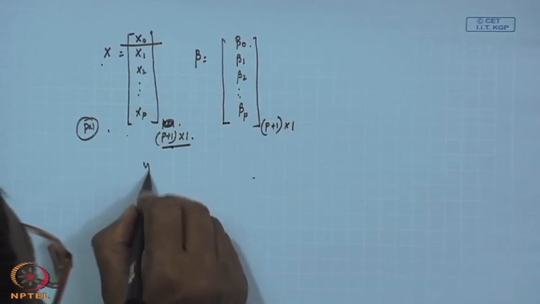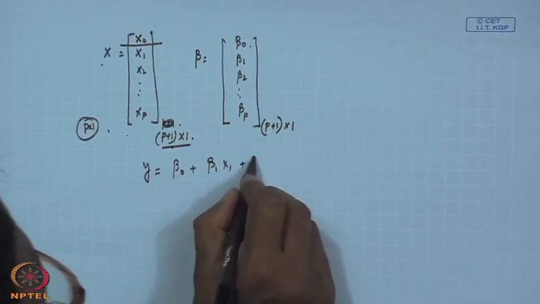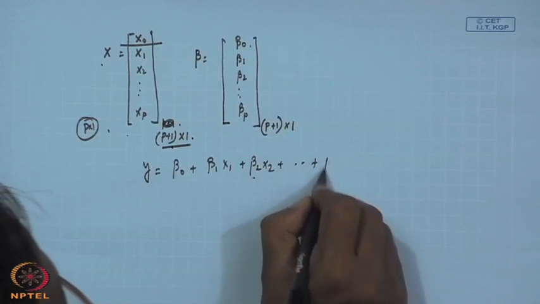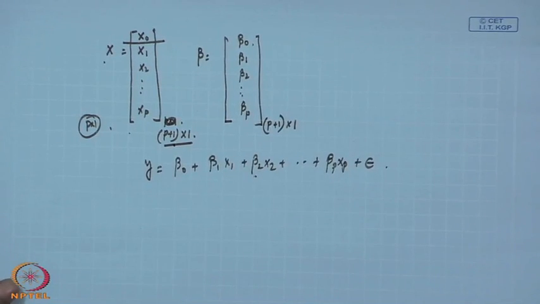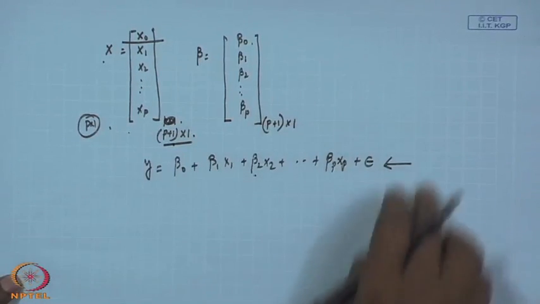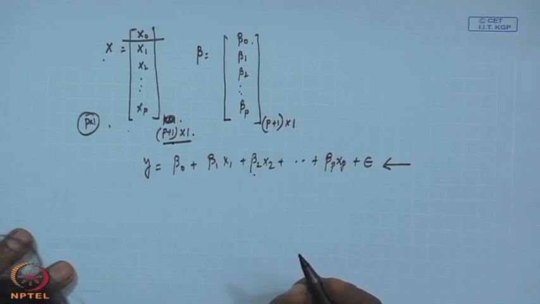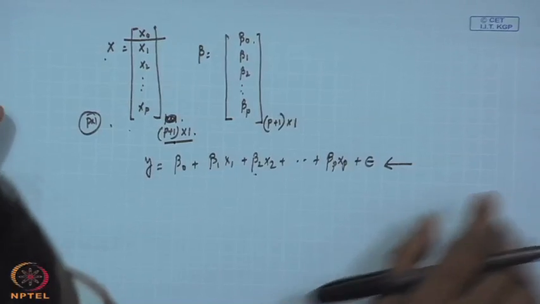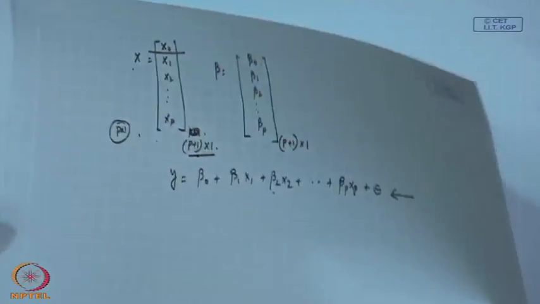Now, I can write like this: y equal to beta 0 plus beta 1 x 1 plus beta 2 x 2 dot dot dot plus beta p x p plus epsilon. So, this is in general the general regression equation. This is the general regression equation. Later on we will write it in terms of a matrix equation.